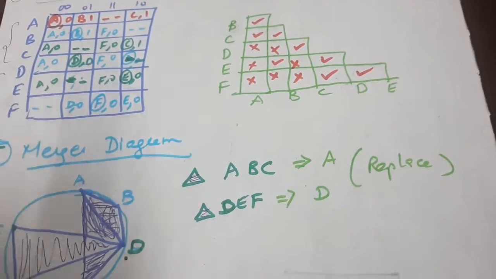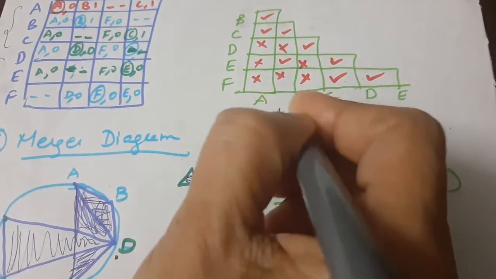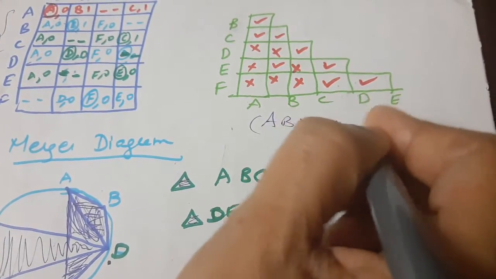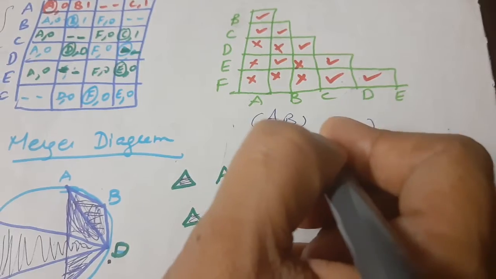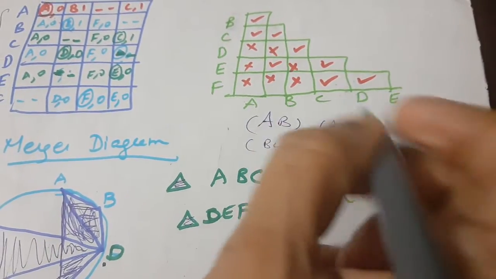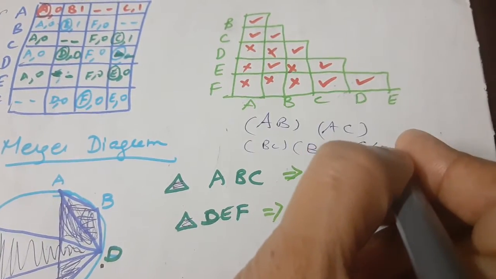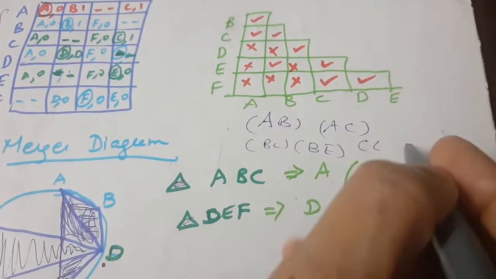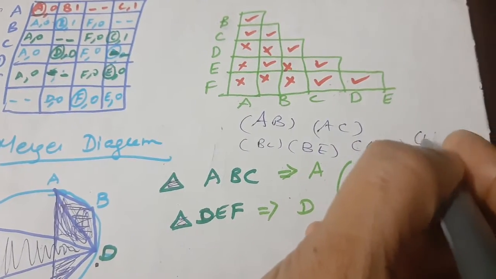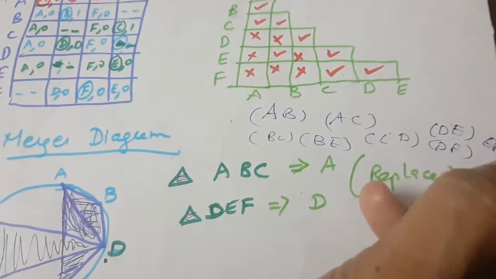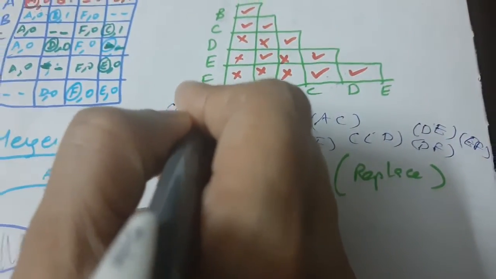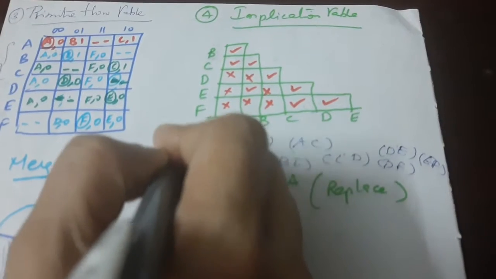The tick marks are A, B, A, C, then B, C, then the tick marks are B, E, C, E, C, D, then the tick marks are D, E, D, F and E, F. These are called compatible pairs.